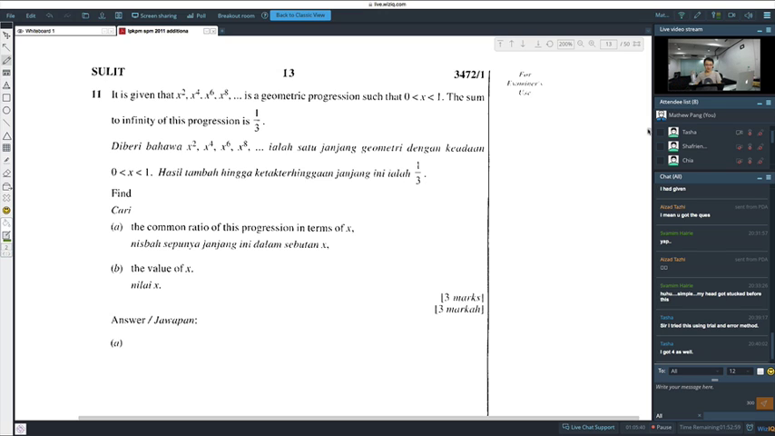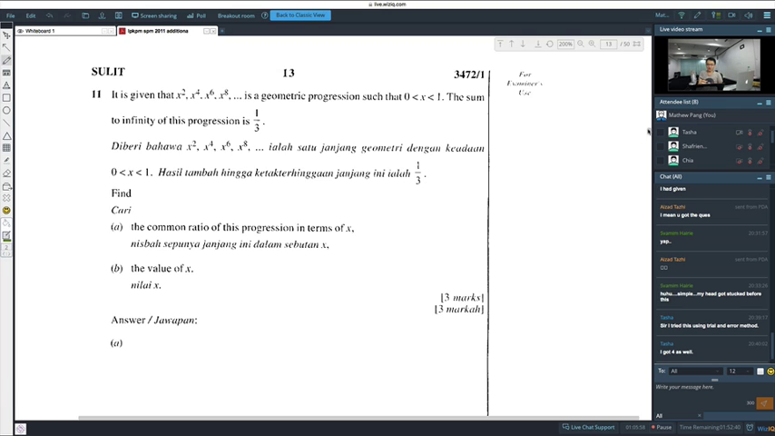Okay, it's given that x squared, x to the power 4, x to the power 6, x to the power 8 is a geometric progression such that x is between 0 and 1. The sum to infinity is 1 over 3. Find the common ratio of this progression in terms of x, and find the value of x.